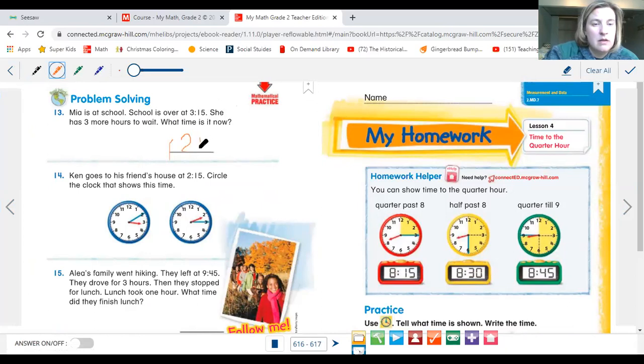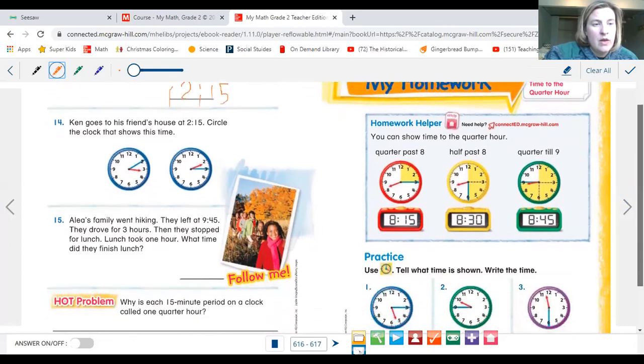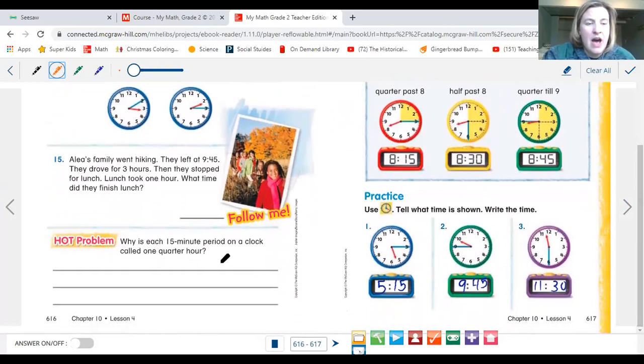All right, I got my 12, I got my colon, and my 15. Okay, 14 and 15, you can do that. And then the hot problem: why is each 15-minute period on a clock called 1/4 hour? Well, really, that's because we divide the clock into 4 quarters. So we draw a line down the middle and we draw a line across, and then it's 4 quarters of the clock. All right, go ahead and take a look at our homework.